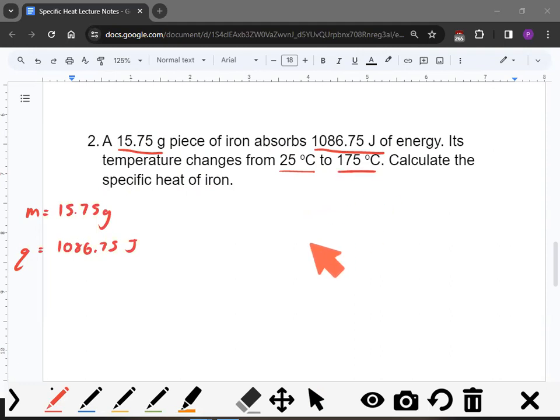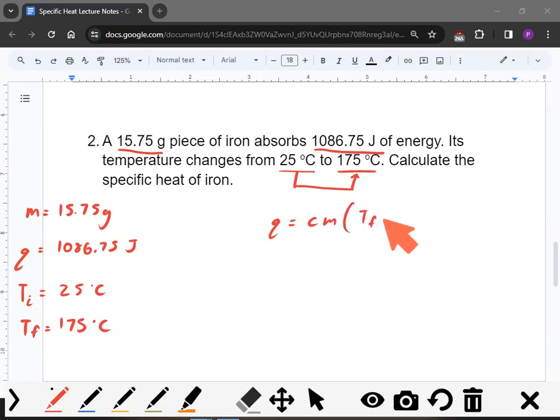And then here it tells us the temperature goes from 25 to 175. So if you guys look, we're not finding how much the energy changed or the temperature changes. It tells us the starting temperature and then the ending temperature. So that means that we're going to be using the TI-TF one. TI, the initial temperature, is 25 degrees Celsius, and TF is going to be 175 degrees Celsius. All right, so for this example, we're going to be using the second equation, Q equals CM and then parentheses TF minus TI. And the question says find specific heat. So we are looking for C again.